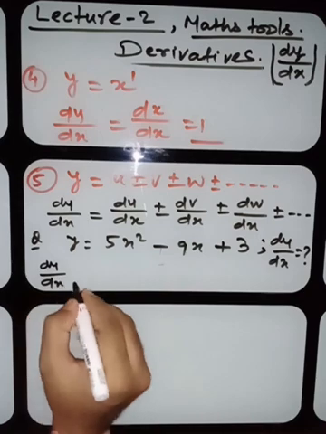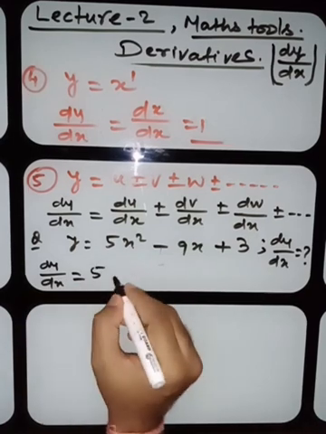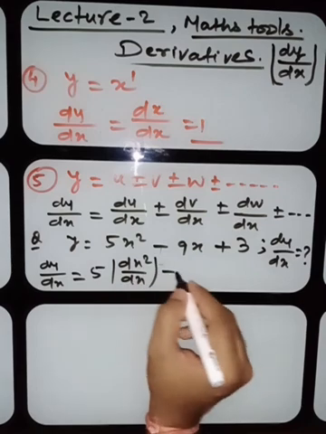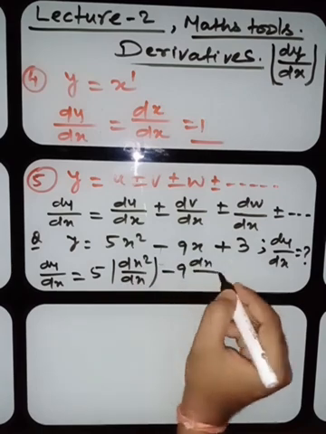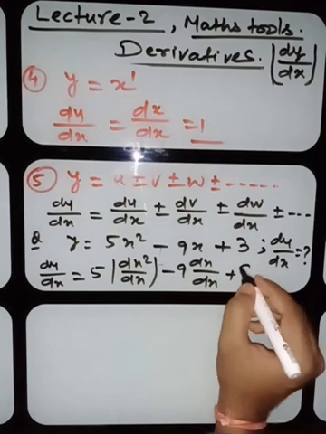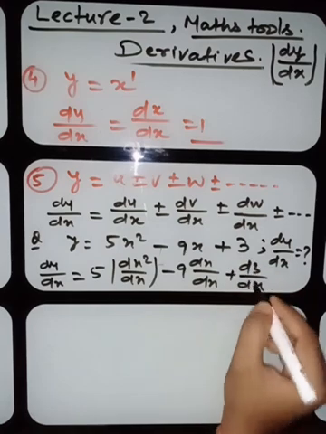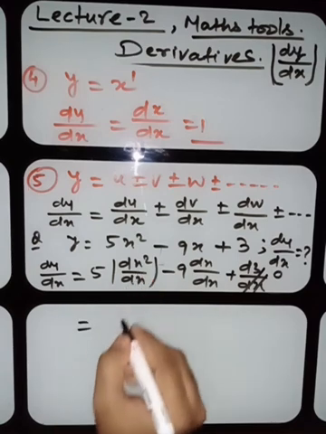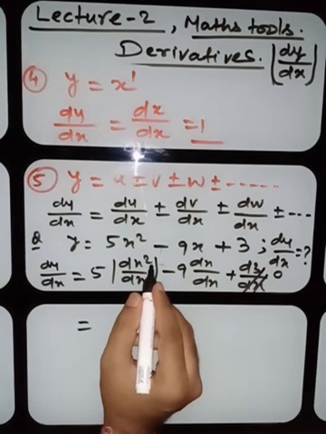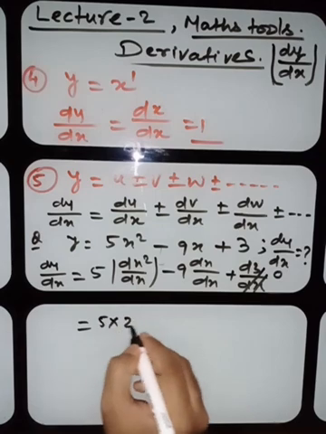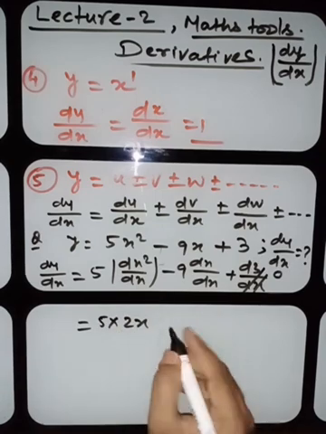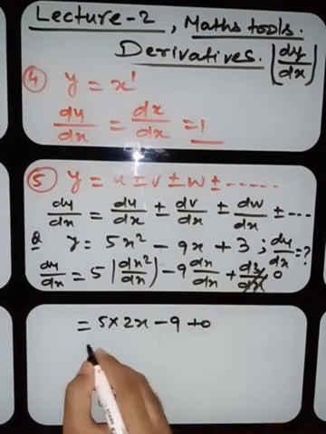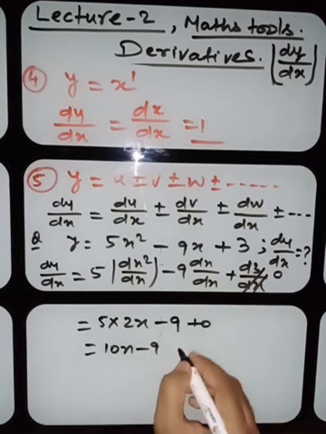dy by dx is 5 d(x²)/dx minus 9 d(x)/dx plus d(3)/dx. So this will be 0, no? Yes. And the differentiation of x² will be 2x. So 5 times 2x, minus 9 times d(x)/dx which is 1, and the last is 0. So the answer is 10x - 9.